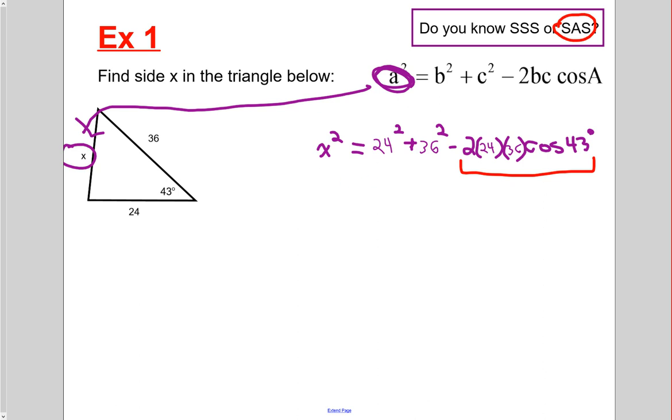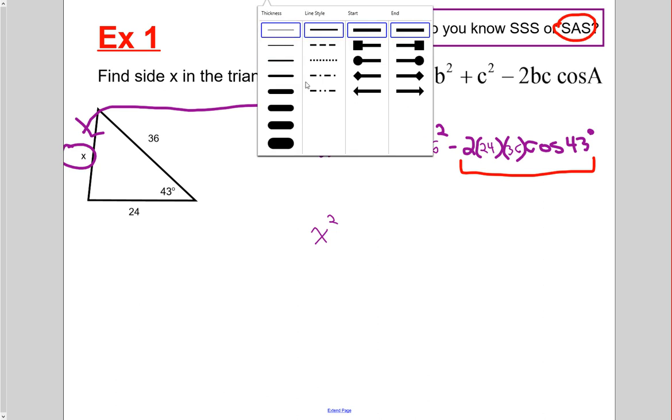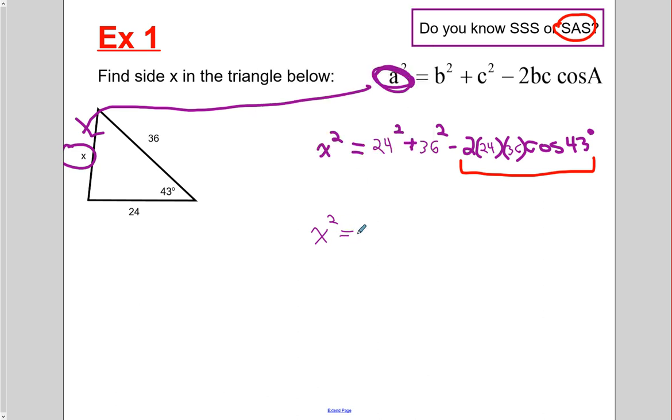So here we go. Let's go back to my purple marker, and we're going to leave our x squared there because we don't know what it is yet. 24 squared is going to be 1,296. Oh no, sorry, I'm doing that in the wrong order. I did the 36 squared first. I want the 24 squared first. It's going to be 576. That's 24 squared. 36 squared is 1,296.